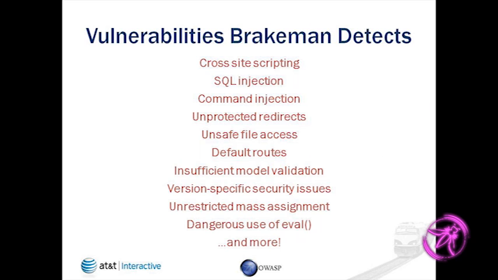So here's the list of some of the vulnerabilities it detects, basically the standard ones: cross-site scripting, SQL injection, command injection, redirects, file access, basically most of the things that you could do statically. And I should point out that as vulnerabilities come out in specific versions, we add those in. So if you're running a specific version, it'll say, oh, for this version, there was this security problem.